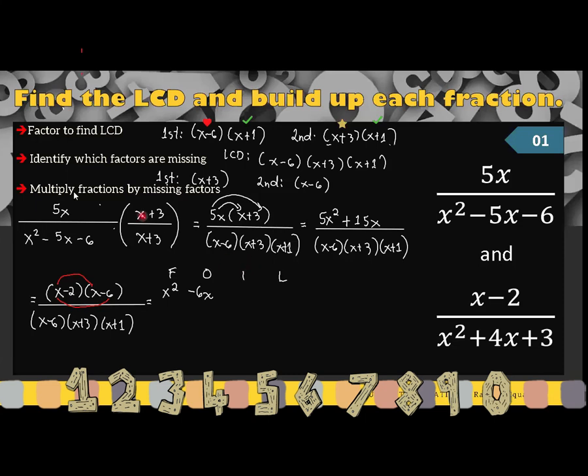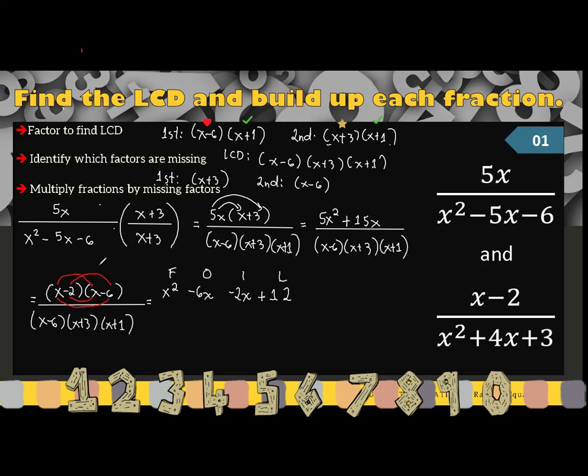I stands for the inner terms. In this case, the inner terms will be negative 2 and x. Multiplying both will give us the product, which is negative 2x. And L stands for the last terms. So the last terms will be negative 2 and negative 6. Multiplying both negative will give us a positive result. In this case, the product will be positive 12.